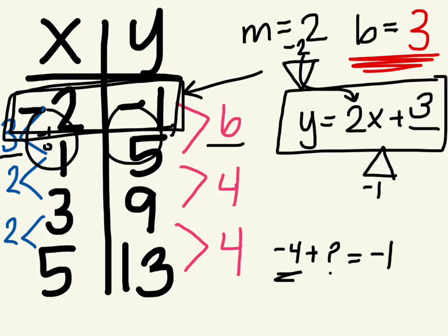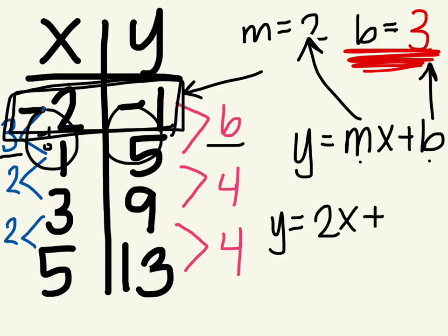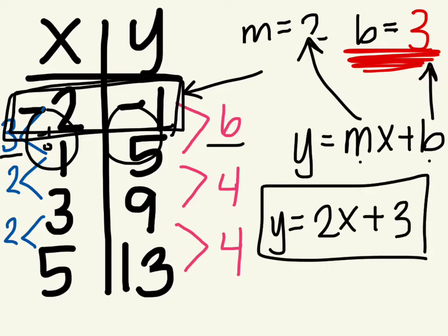Now I have this y-intercept. My value of b is 3. So my equation altogether follows the slope-intercept form, where my m was 2, my b is 3. My equation for this table is y equals 2x plus 3. Okay, now we're going to go to graphing this equation.